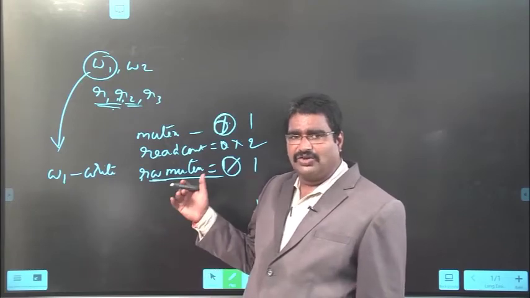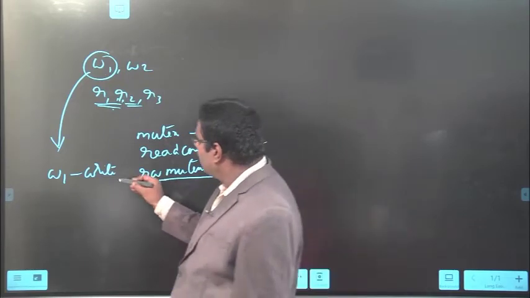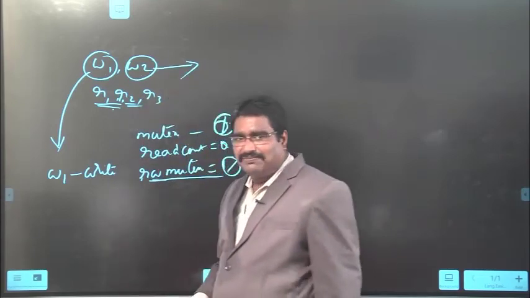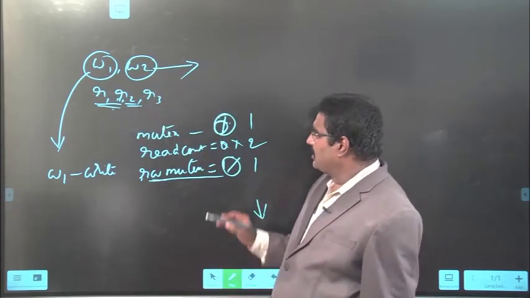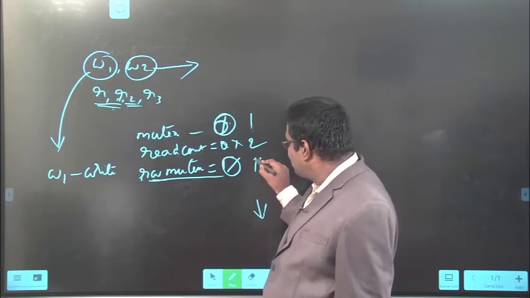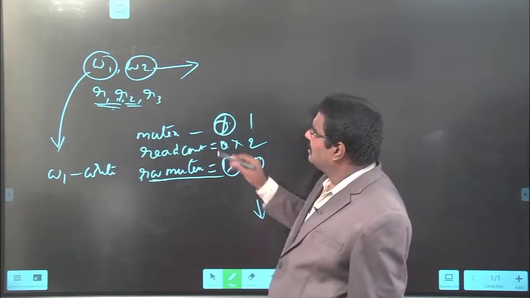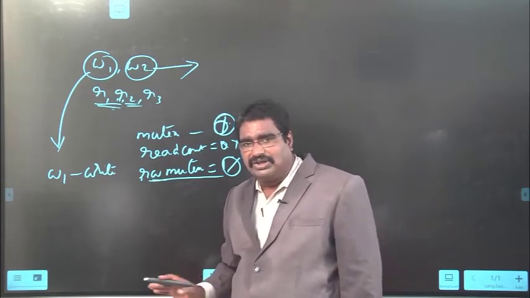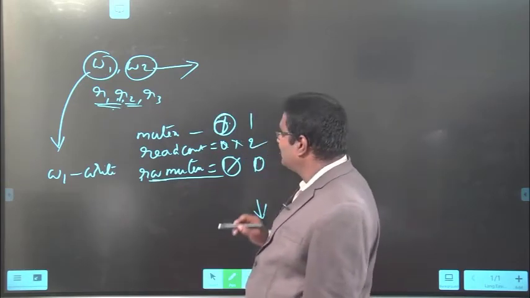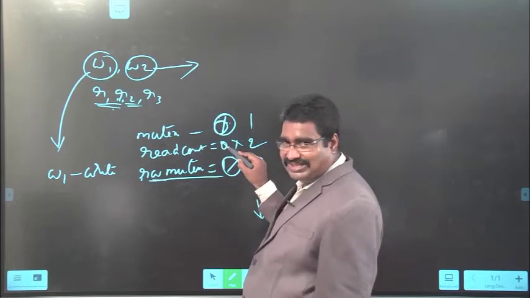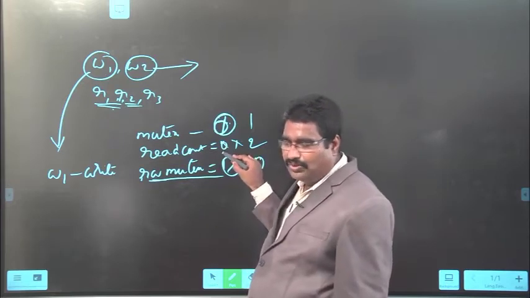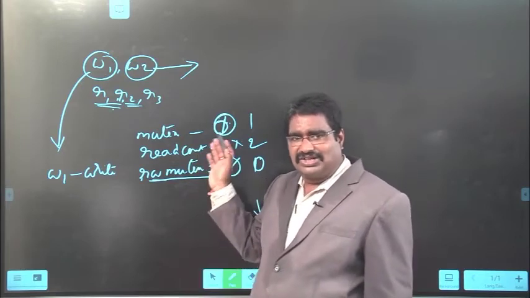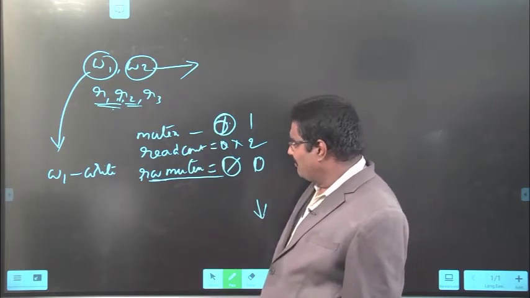If R1 and R2 are performing the read operation and W2 wants to perform the write operation, it simply calls wait RW mutex. Already the RW mutex value is 0, so W2 is not allowed to enter the critical section. When its value is set to 0, that is, for the first reader where the read count equal to 1 condition is true, at that time it calls wait RW mutex, sets it to 0, and comes out of the wait function.